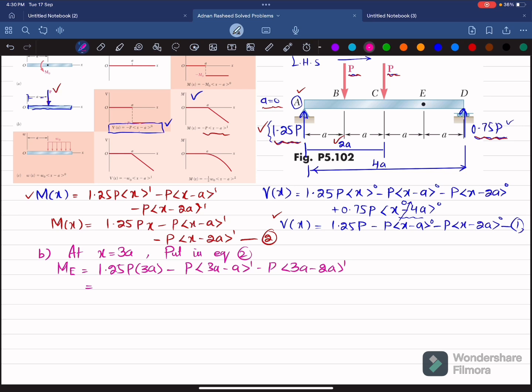So it will give us 3.75 Pa minus 2 Pa and minus P into a. So when you solve this, these two are minus 3P plus 3.75P. So it will give you 0.75 P into a. So this will be the moment at point E. And that is the answer of our second part.